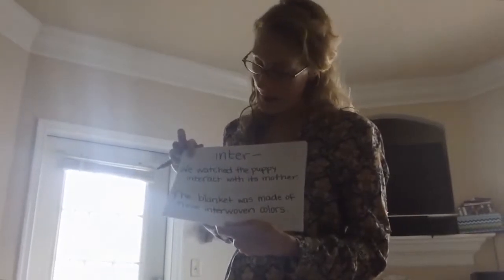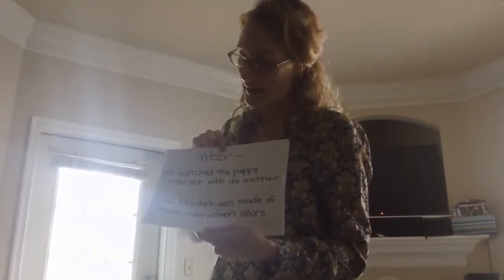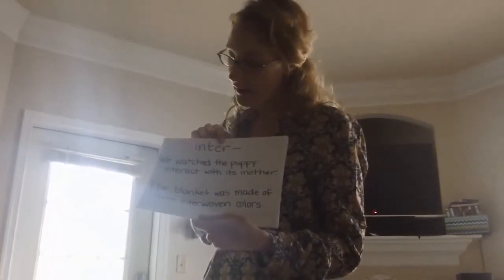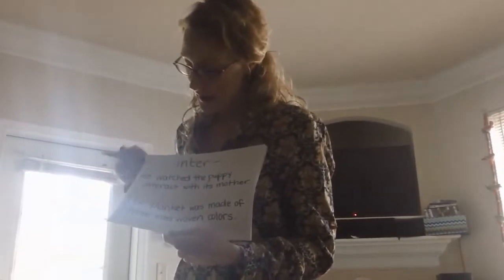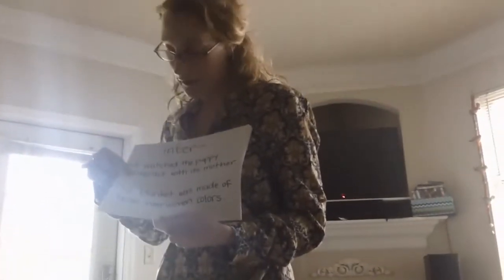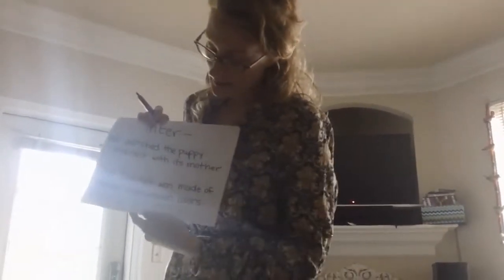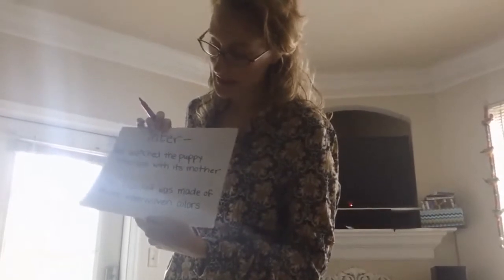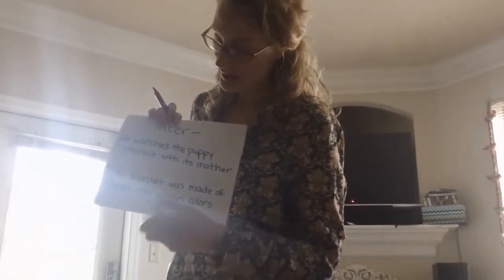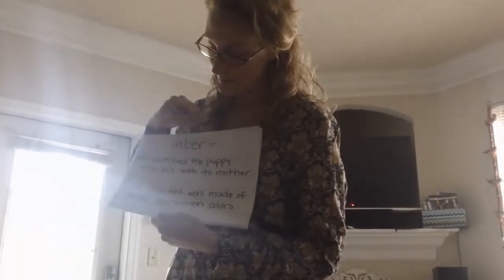So a couple of examples. We watched the puppy interact with its mother. You see the part inter and you're going to think together or between. So let's plug it into this sentence real quick. So we watched the puppy act together or with its mother. And similarly, if you have the word interwoven here, the blanket was made of 3 interwoven colors. So you're going to think woven together when you see the word inter as a prefix.